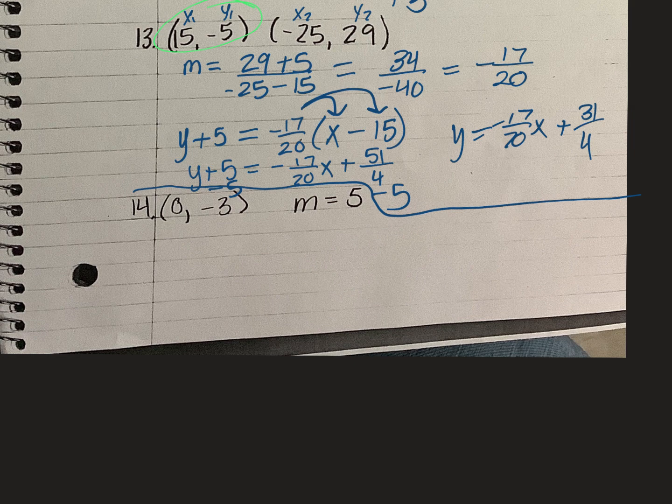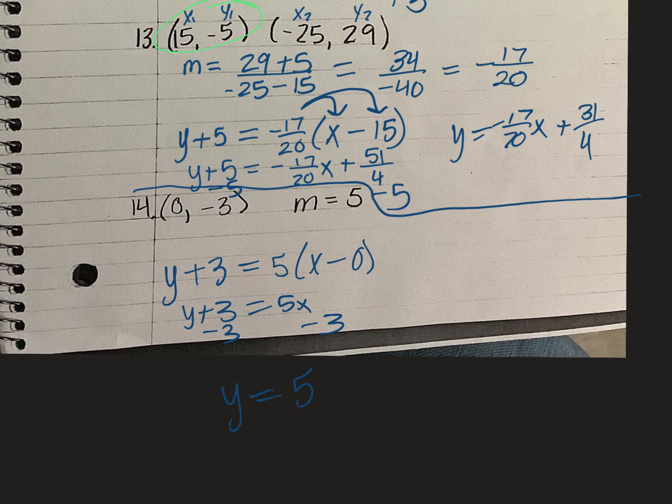All right, moving on to number 14. So, y minus y1 equals m times x minus x1. So you get y plus 3 equals 5x minus 3. Y equals 5x minus 3.